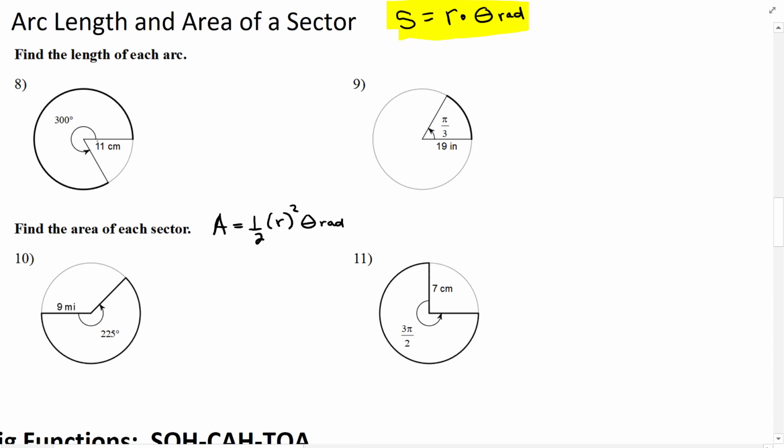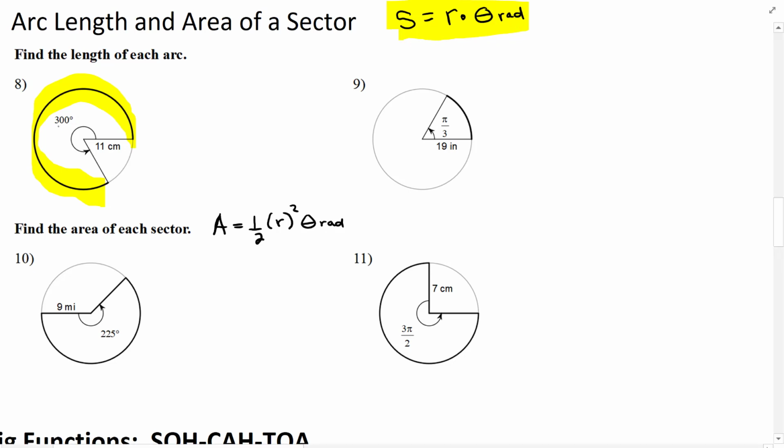So here we have a circle, and this darkened part of the circle says, hey, by the way, this is a 300-degree angle, and that is the arc length that we need to find right there. That's what the diagram indicates. It also tells us what the radius is. Here is the tricky part. The theta has to be in radians.